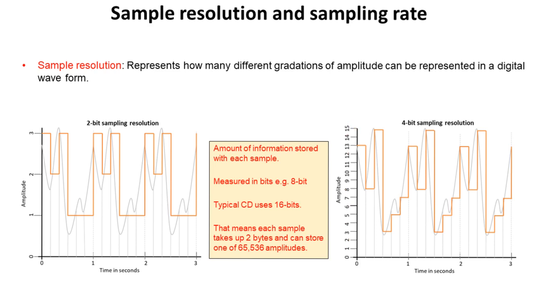Again, to give you an example of the sort of quality that's being used in MP3s and audio on CDs, these are recorded as 16 bits. So that means every time a sample was taken of the analogue waveform, 2 bytes are required. But in those 2 bytes, we can store one of 65,536 different amplitudes.